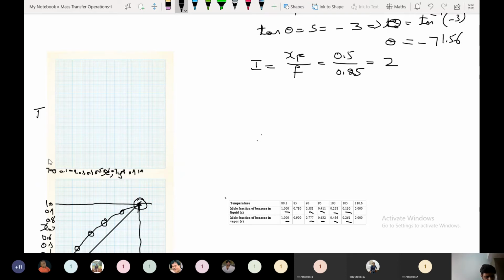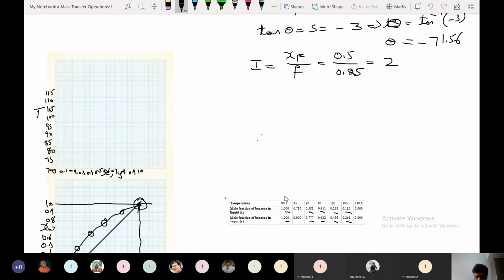This is 75, 80, 85, 90, 95, 100, 105, then 110, 150. So up to 115 we can take. Then we will try to draw the TXY diagram.